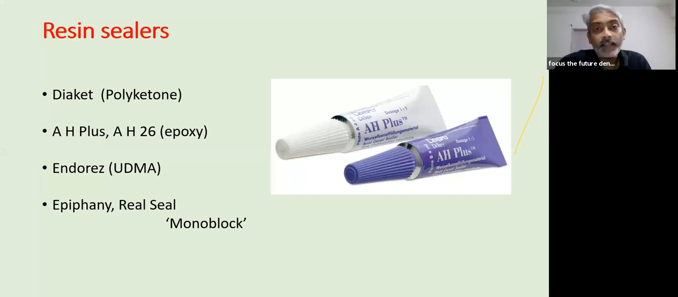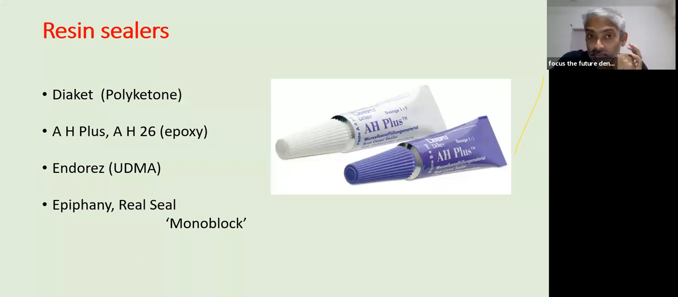Now, next is the resin sealers. Examples are Diaket, AH Plus, AH26, Endorez, Epiphany, Real Seal, because all are different types of resin. Diaket is a polyketone. AH Plus and AH26 are epoxy resins. Endorez is UDMA, and Epiphany and Real Seal are basically methacrylates.